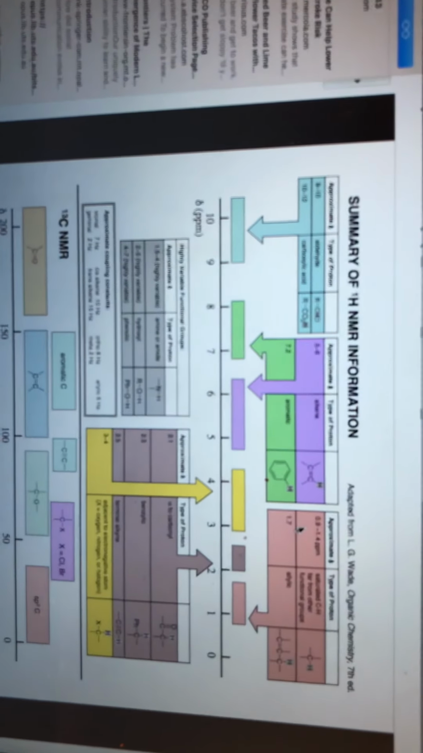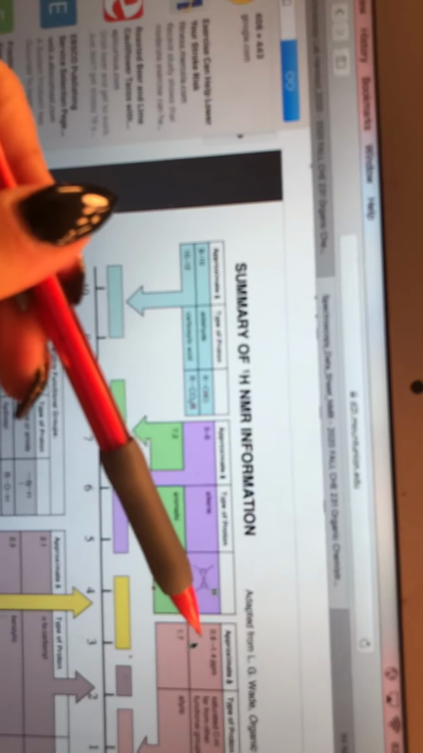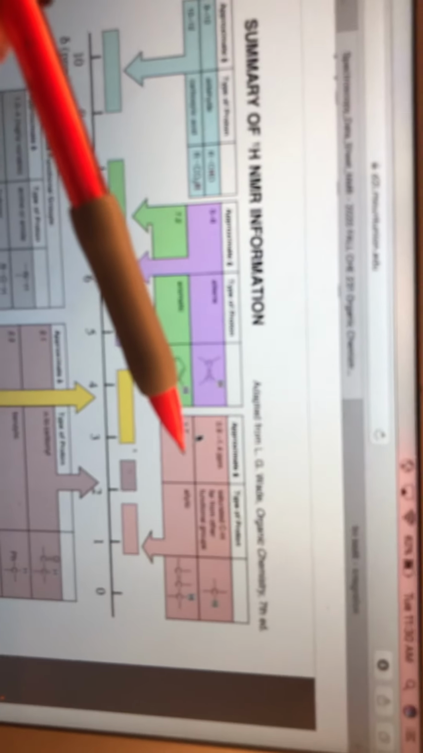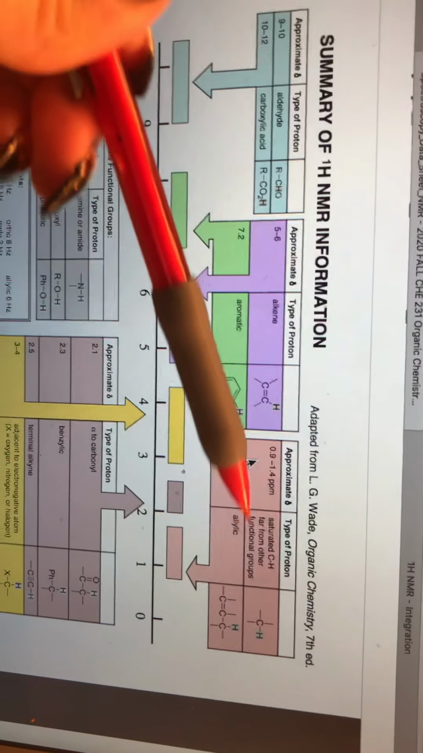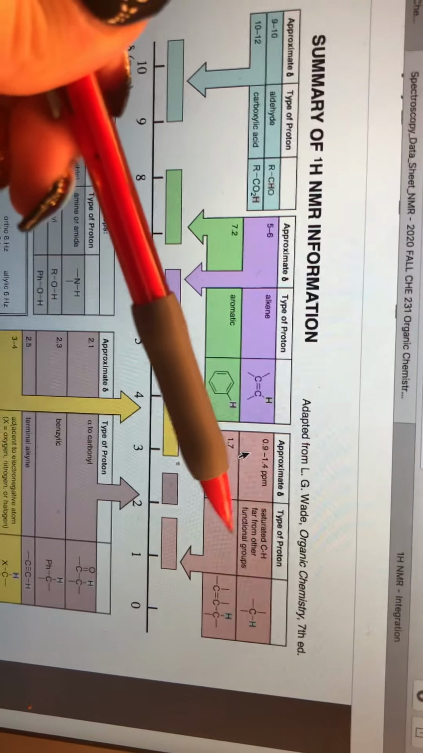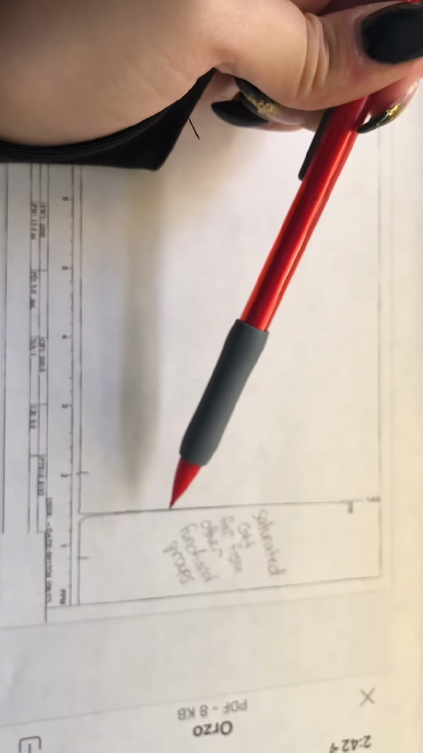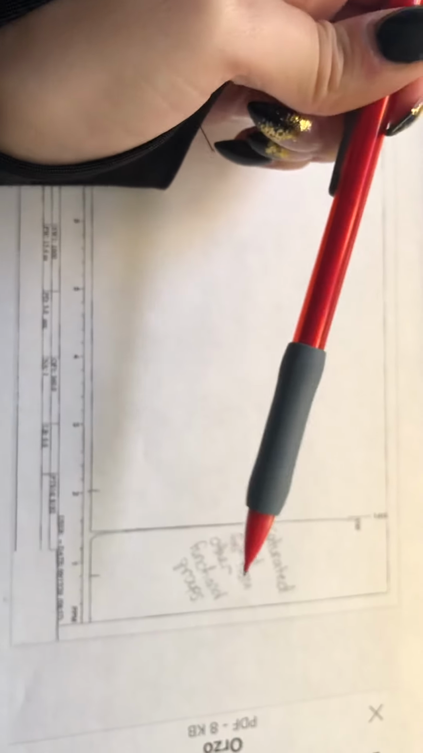So when I look at the spectroscopy sheet here, we can see that 0.9 to 1.4 ppm, which is where we are, is saturated CH far from other functional groups, as shown here. So when I look at the elements I can choose from, very clearly we don't have these because they would be down here on the spectrum. And also I want to note that since this is so upfield, it is more shielded. The nucleus is more shielded.